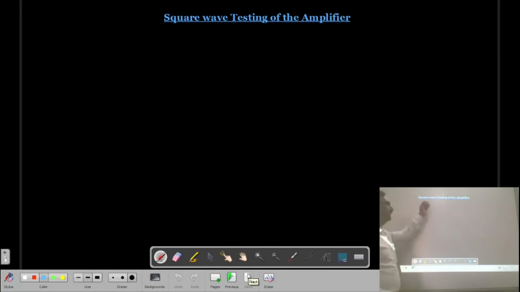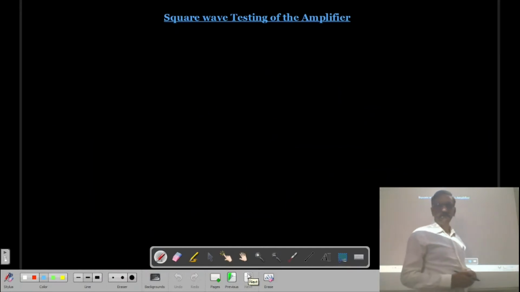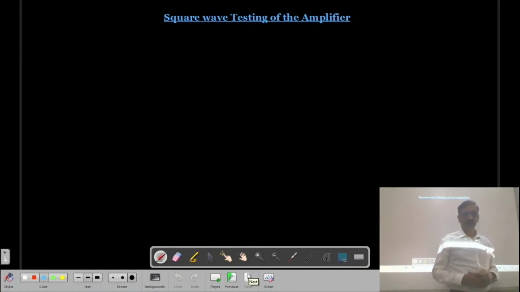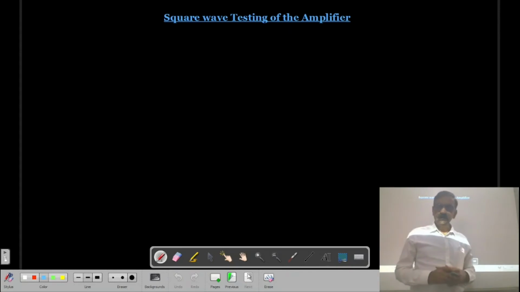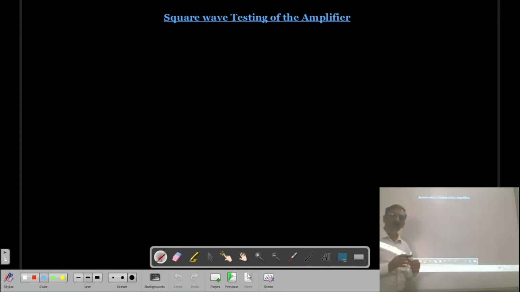So the next topic is square wave testing of the amplifier. Remember, through this testing, you can find out approximately what the bandwidth is and what the distortion is at a low frequency and a high frequency. You cannot get a numerical value, but you can see the characteristics of the amplifier at a lower frequency and a higher frequency.